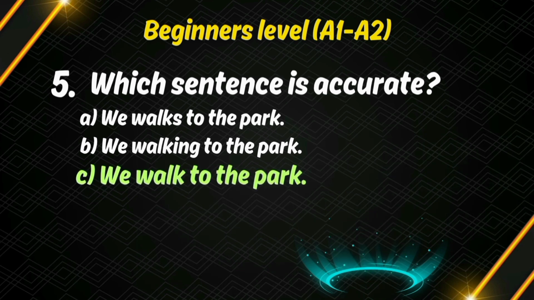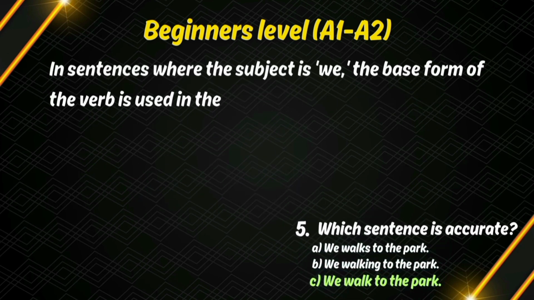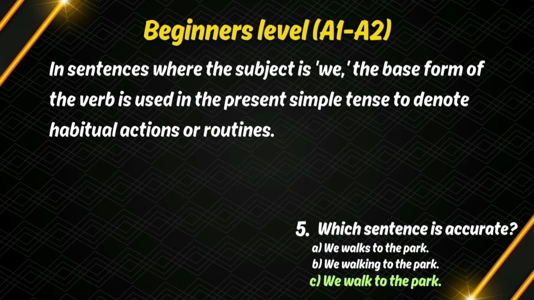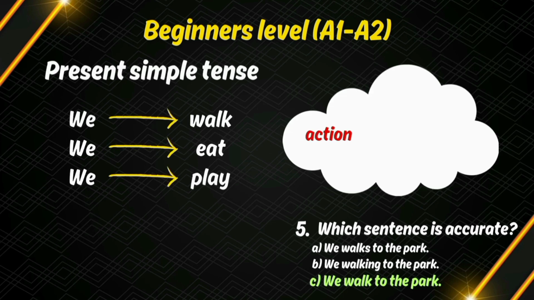The correct sentence is, we walk to the park. In sentences where the subject is we, the base form of the verb is used in the present simple tense to denote habitual actions or routines. For instance, we walk, we eat, and we play.